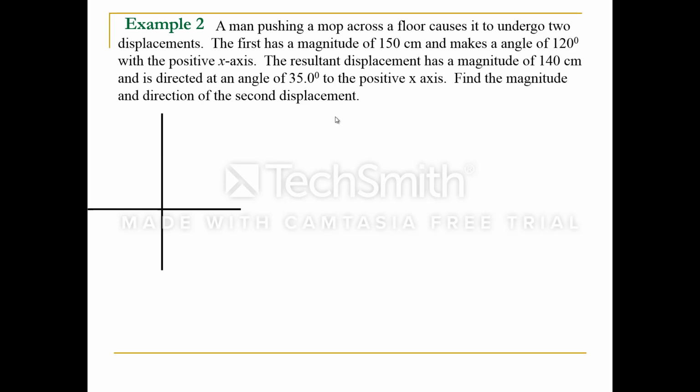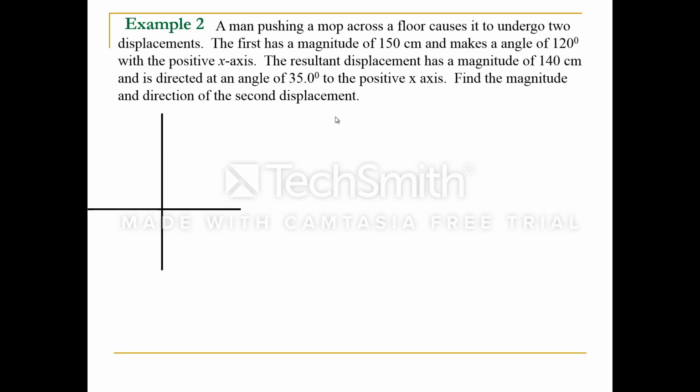So you have a man pushing a mop across the floor, causes it to undergo 2 displacements. The first has a magnitude of 150 centimeters and makes an angle of 120 degrees with a positive x-axis. So they're telling you the true angle, 120 degrees. The resultant displacement has a magnitude of 140 centimeters and is directed at an angle of 35 degrees to the positive x-axis.